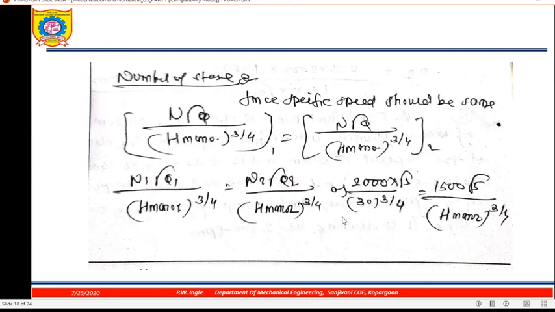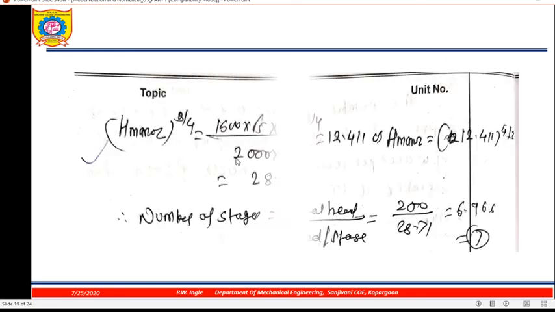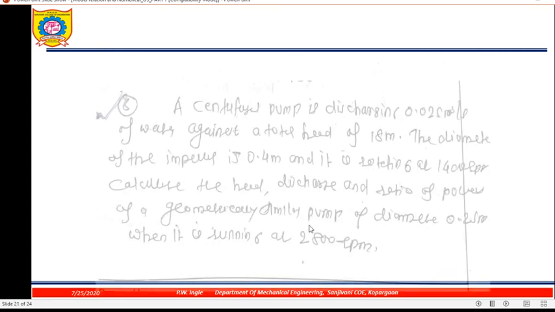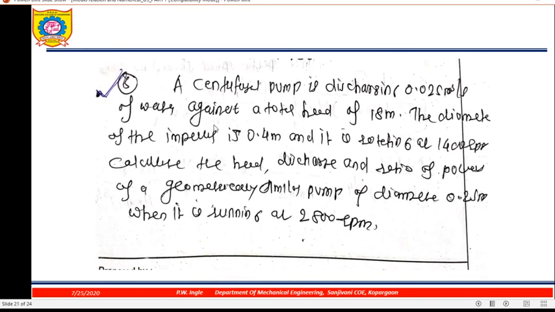By equating specific speed, you can calculate the H manometric head, and then you can write number of stages equal to total head upon head per stage. Then diameter of each impeller, by using this H manometric by DN, you will calculate D2.